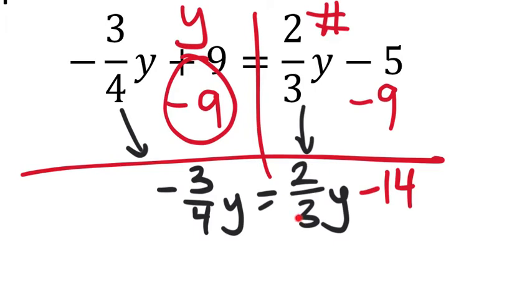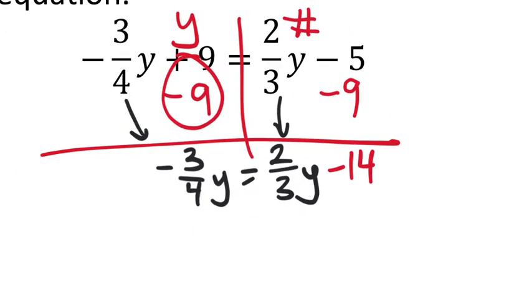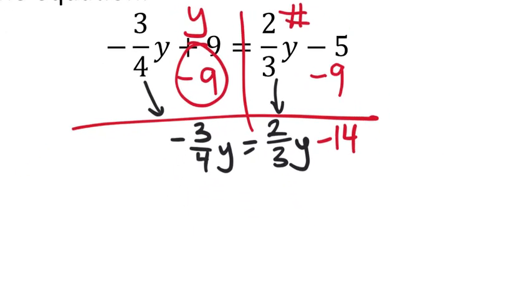But now I have this 2/3 y. It's on the number side of the equation. Well, that's the wrong side. So that means I'm going to have to zero that out as well. So minus, it's positive 2/3, so minus 2/3 y.